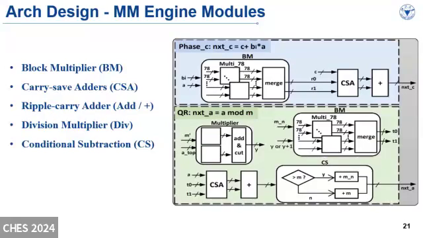The engine can also be divided into two modules, for phase C and phase A, respectively. Phase C consists of a block multiplication module and an adder module for accumulation, which consists of a carry save adder and a ripple carry adder. Phase A contains a multiplier to compute the quotient, block multiplication modules, an adder to compute the estimated remainder, and a conditional subtraction module for the final correction.